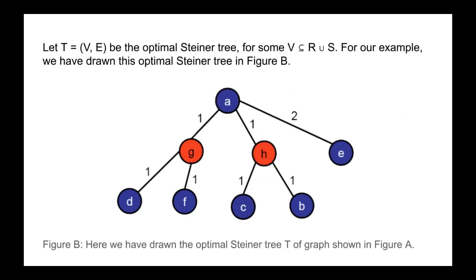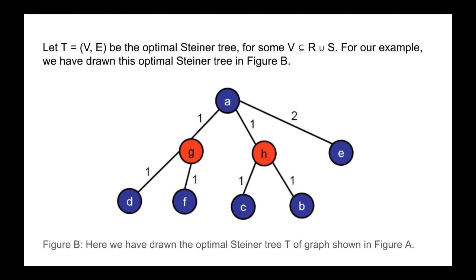Okay. So let the tree with vertices V and edges E be the optimal Steiner tree for some vertices V, V being the bigger set, where R and S, the required vertices and the Steiner vertices, are subsets of V.